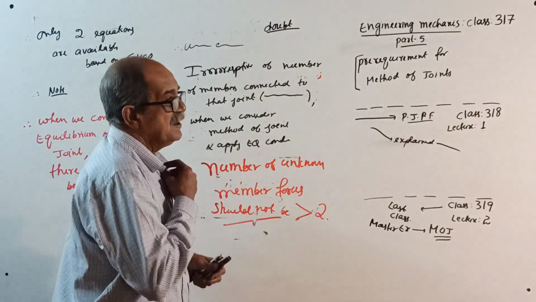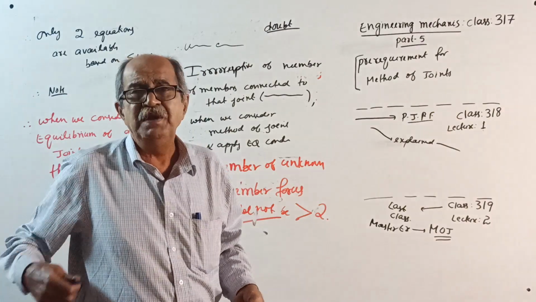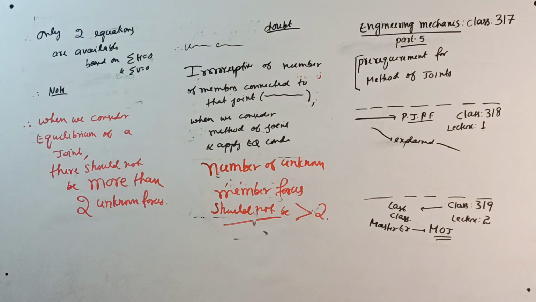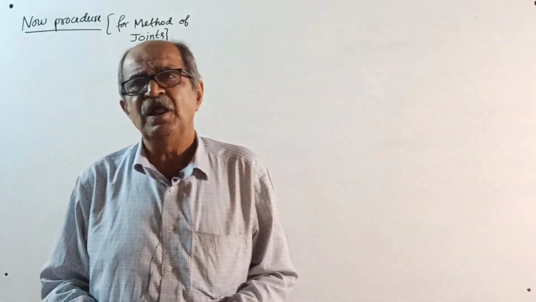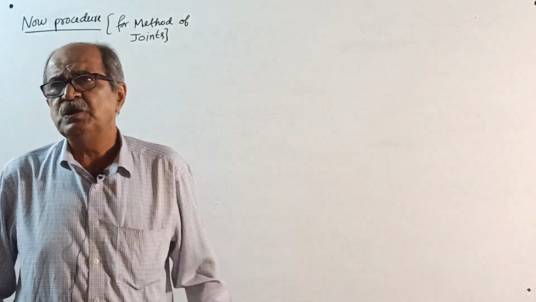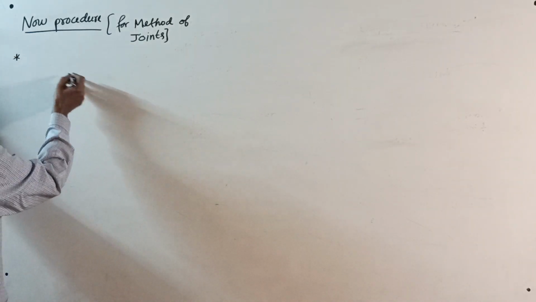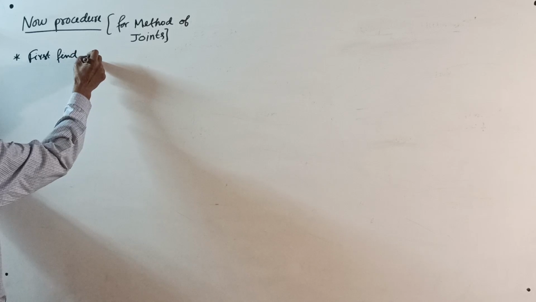Okay, this much is important. Now I will write a step-by-step procedure. It's all basic explanation. Now I will give the procedure. What all I explained so far, even though I put it in the procedure, is somewhat explanation. See, first step, I'll put a star mark here. First, find support reactions.